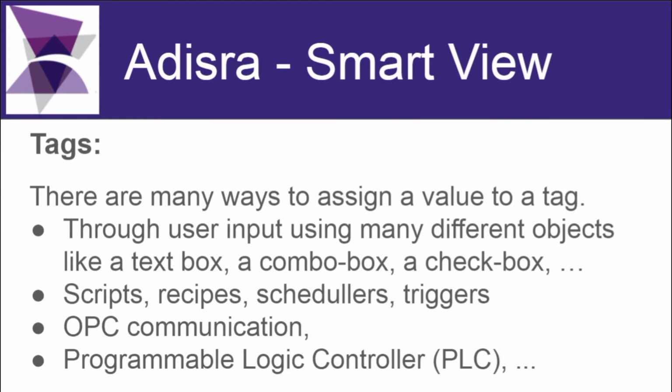There are many ways to assign a value to a tag: through user input using many different objects like text box, combo box or checkbox. It could be assigned through a script, maybe a recipe. You can use schedulers, triggers, or you can use it in an OPC communication. Or you can be reading the value from a programmable logic controller, or maybe you're going to be using the tag simply to write this value to the PLC.